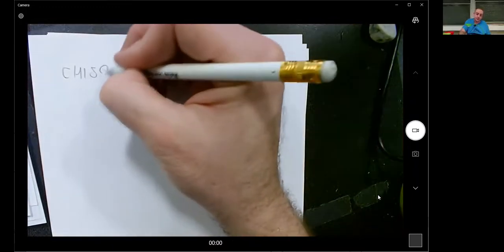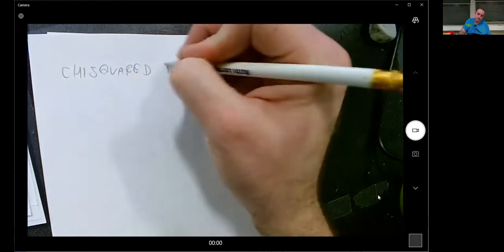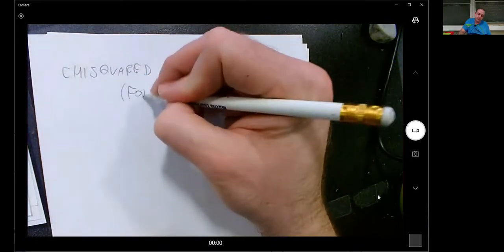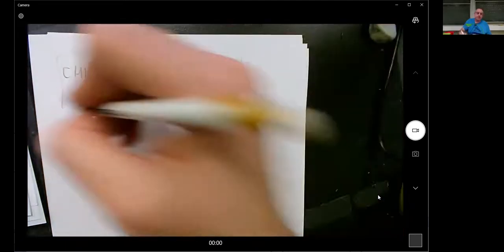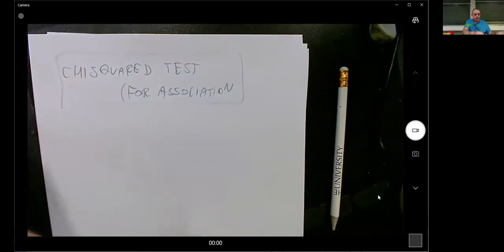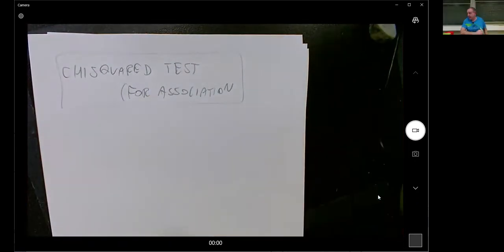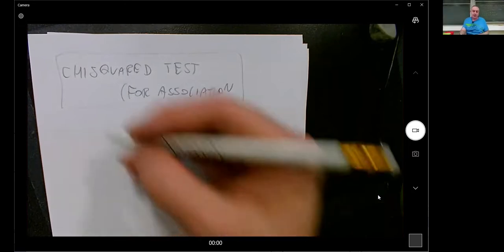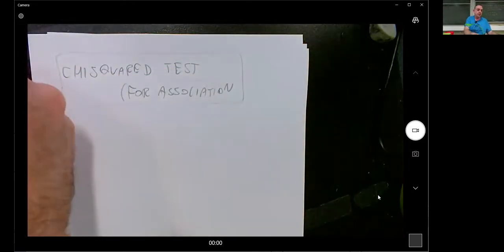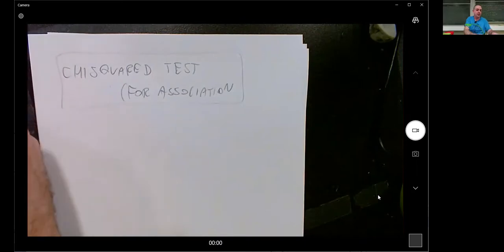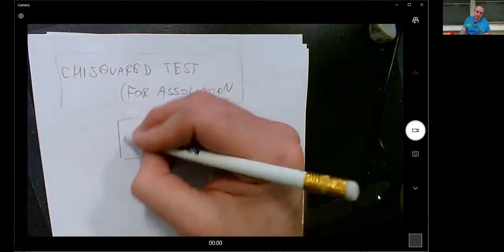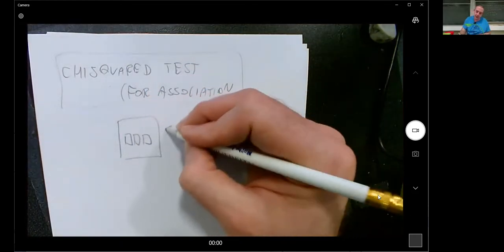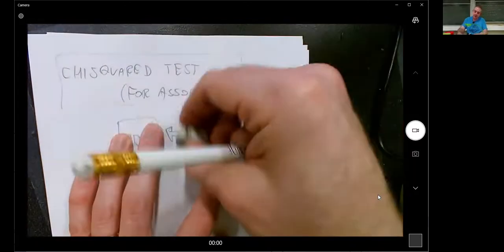I'm just going to start a whole new page for it. So the chi-square test for association answers a question like this. It's been a while since I drew that, so I'm just going to draw it again. It doesn't matter how many categories there are on each side.